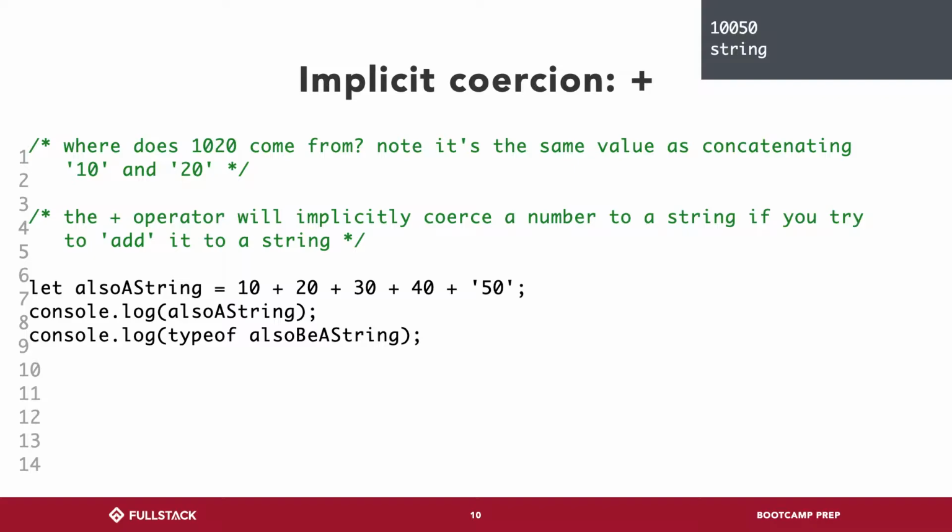This is pretty much the same thing, except the string is at the end. That means order of operations. 10 plus 20 is 30, plus 30 is 60, plus 40 is 100, plus the string 50, you get 10050 as a string, right? This makes sense. To me, this makes logical sense. Does this make logical sense to you? If it doesn't, it's okay. But this is how it is, okay?